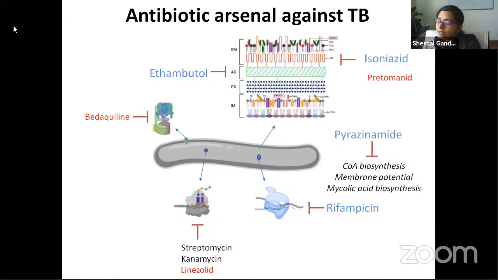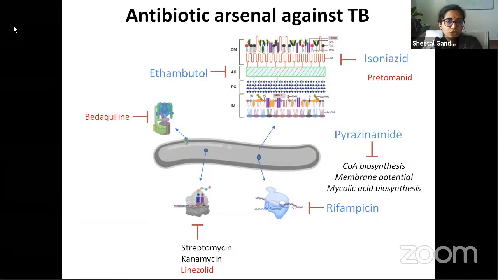I think it's more than 40 years since a new regimen was developed, 50 years actually. And what's interesting is that this regimen is right now advocated for treatment of XDR-TB, or extremely drug-resistant tuberculosis, but not for the frontline, not for the drug-sensitive tuberculosis, for which we have this very good combination of isoniazid, ethambutol, pyrazinamide, and rifampicin.